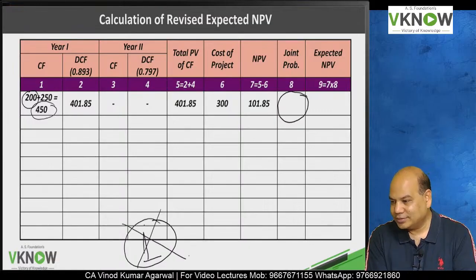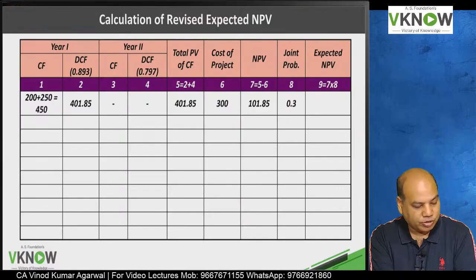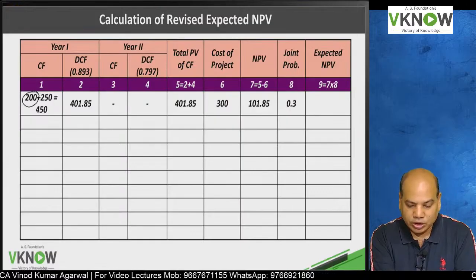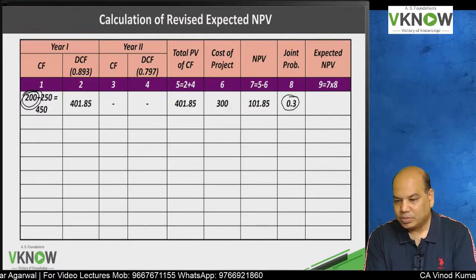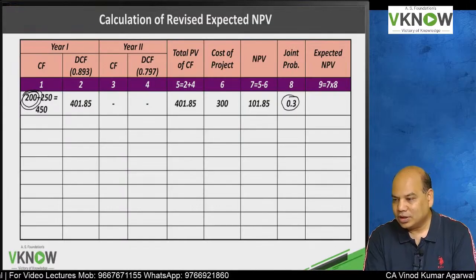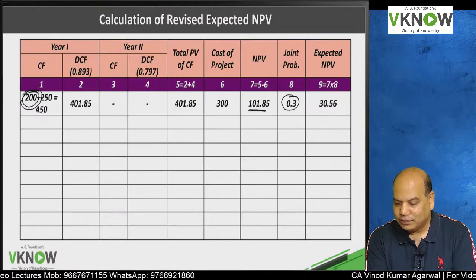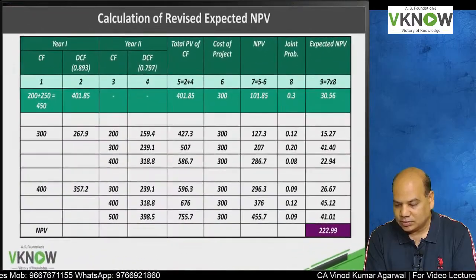Try again. The answer is 0.3. Why 0.3? Because I will abandon the project on getting 200. The probability of getting 200 is 0.3. Very simple. Multiply 101.85 into 0.3, 30.56.